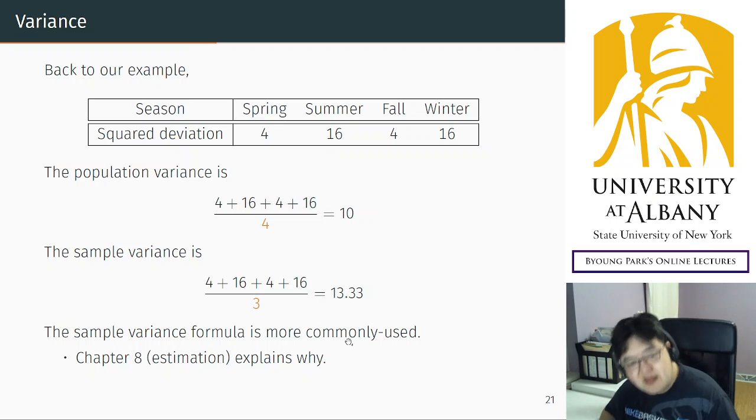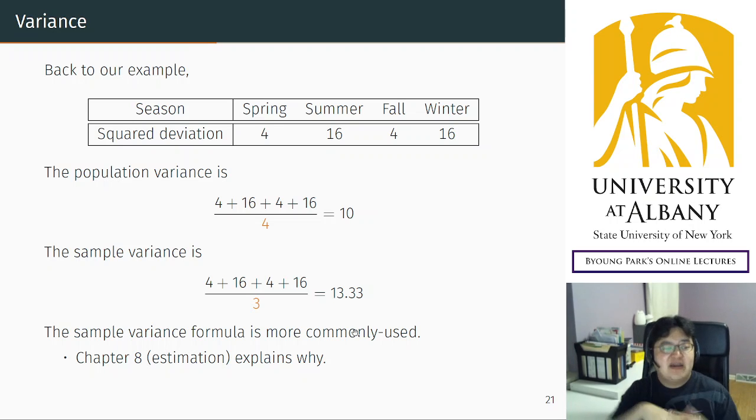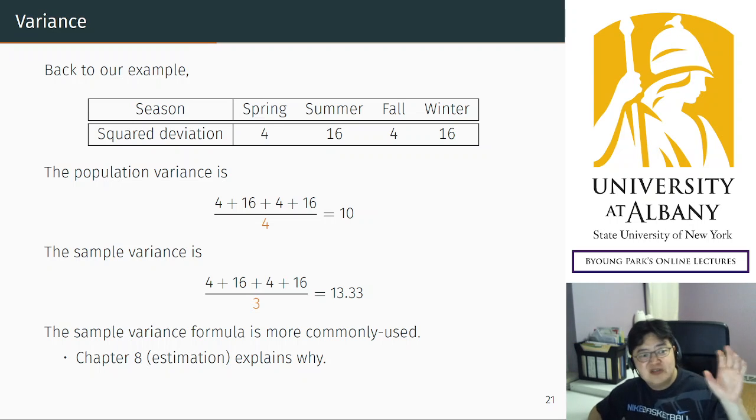So they are different. I have to teach that because the population variance is still used. So you need to know both of them, but also you need to know that the sample variance formula is the default. It's more commonly used. Now I cannot explain why we use n minus 1, but I'm going to explain the reason in chapter 8. So wait a few more weeks, then I'm going to explain it to you.